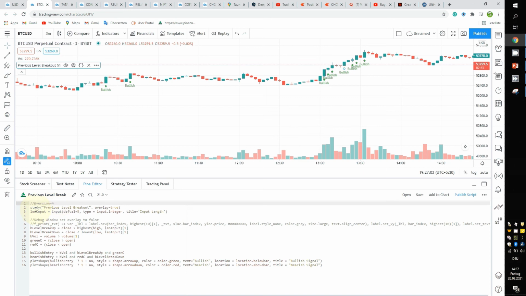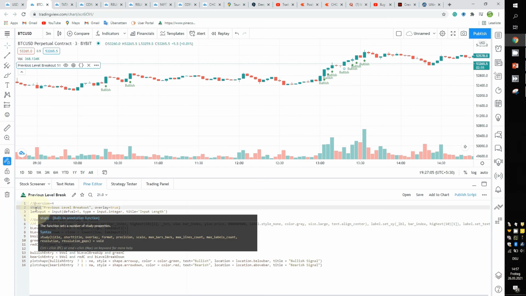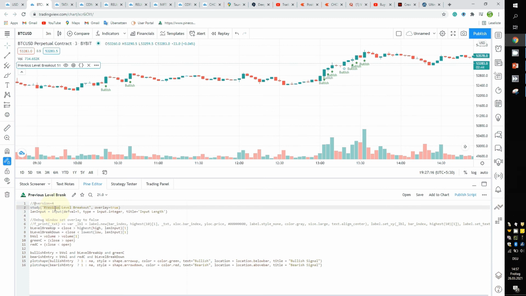The next point is to write a function. So I assume there are only two, study and strategy. And right now we are using a study. You need to provide your study name or your indicator name. I call it previous level breakout.